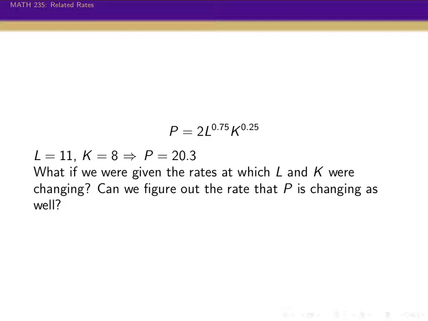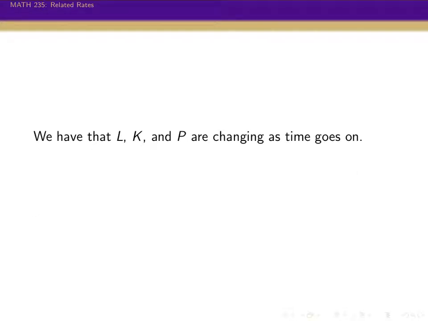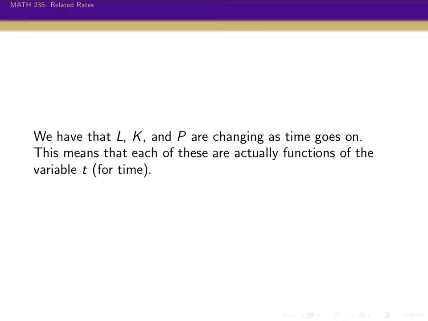Well, so we can figure out P. What if we were also given the rates at which L and K were changing? Could we then figure out the rate that P is changing as well? Okay, so we're thinking about L, K, and P. These are all quantities that are changing with respect to time. That means that really we can think about these as actually being functions of time. If they are changing with respect to time, they are functions of time.